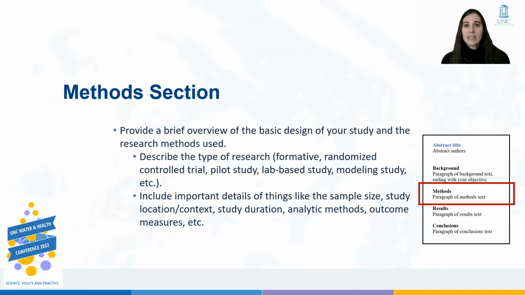The next section in your abstract should be your methods section that provides a brief overview of the basic study design and the research methods that you have used. This should include describing the specific type of research, whether it be formative research, a randomized trial, or a different study design, and it should include important details that are specific, such as the sample size, the study location or context, the study duration, specific analytical methods, and outcome measures that you use. And this will help reviewers evaluate how rigorous your study was.